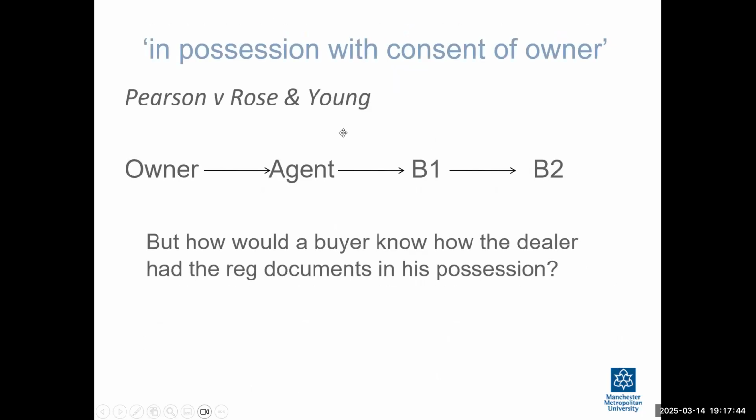So this is an example of what the scenario could look like. In possession with the consent of the owner, gives it to the agent, sells it to buyer one, sells it to buyer two. But this is problematic in the sense that when we're talking about the consent, how will the buyer that doesn't have any pre-information on the parties know how he got the document? All the buyer is concerned with is that there's a document and he has it, with the consent of the owner.